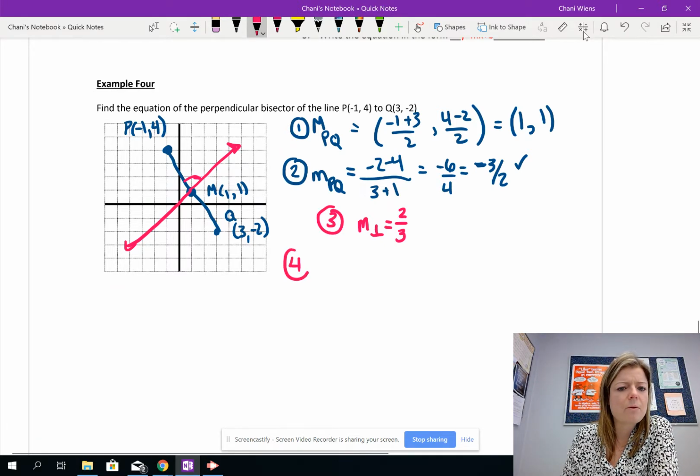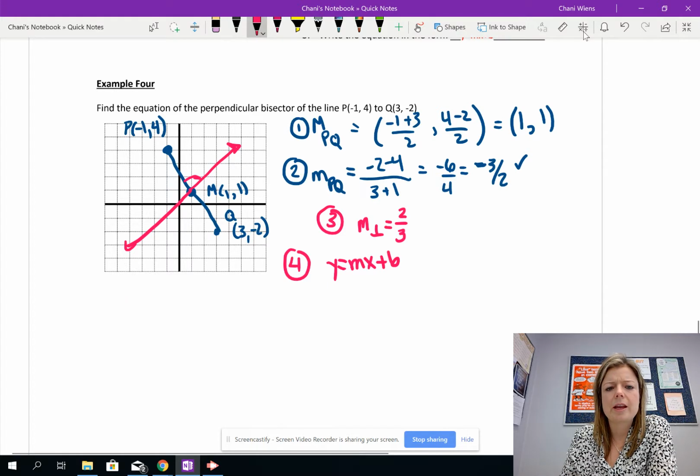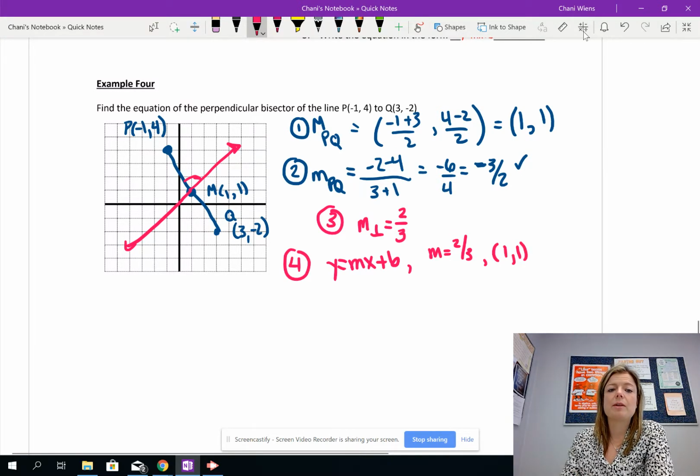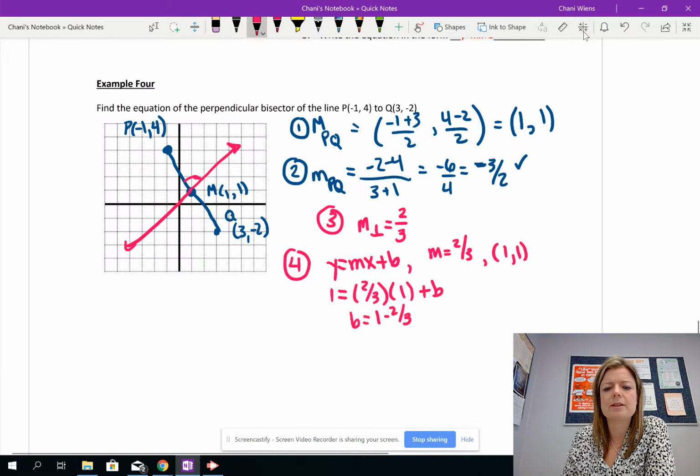So now step 4 is to find the y-intercept. So we set up our y equals mx plus b, and we know that the slope is 2/3, and we're going to use the point 1, 1, because that's the only point that we know for sure is actually on this pink line. P and Q, neither of them are actually on the line. So 1 equals 2/3 times 1 plus b. So b is equal to 1 minus 2/3, I just move it over. So b is equal to 1/3. So the y-intercept there should be 1/3.